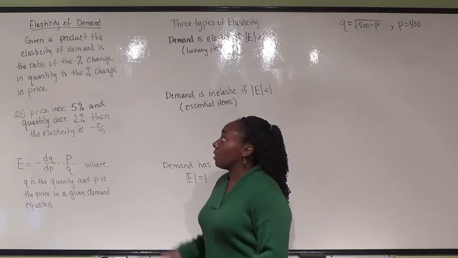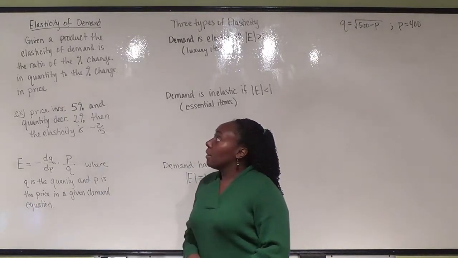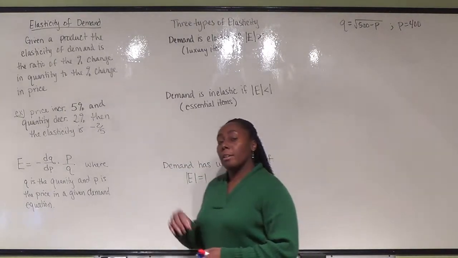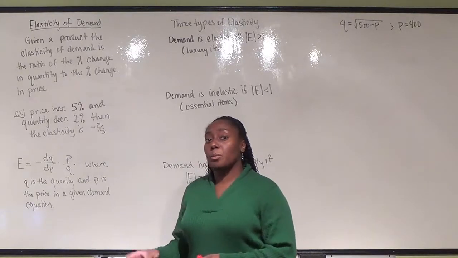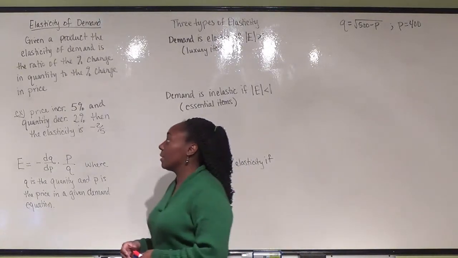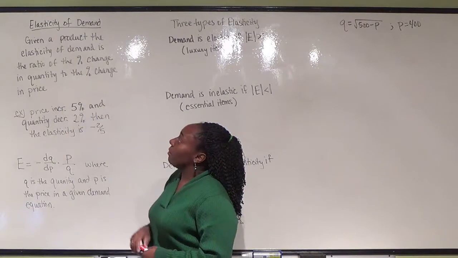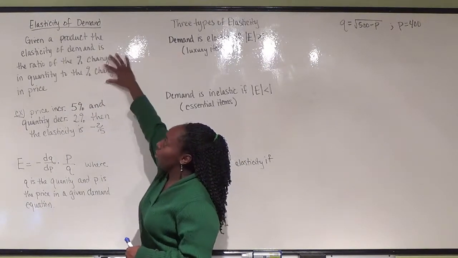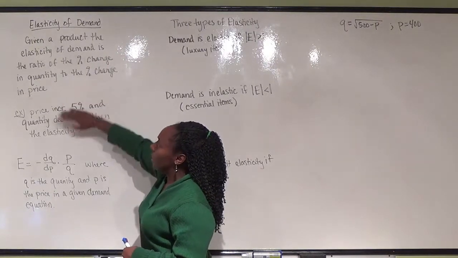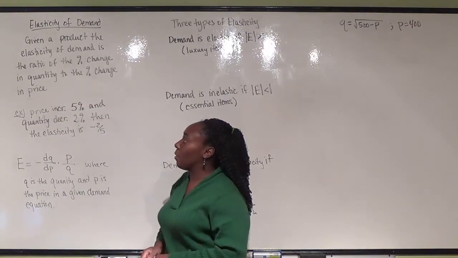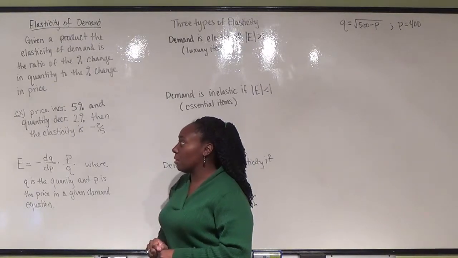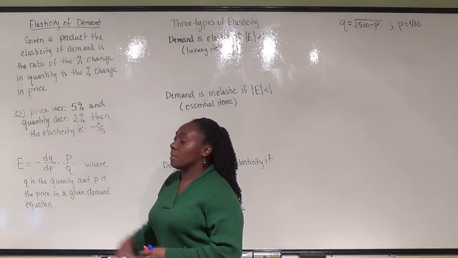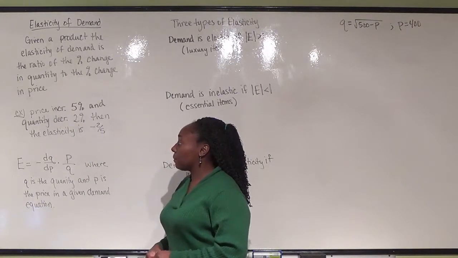In this section, we're going to talk about elasticity of demand. Elasticity of demand is basically a percentage change in quantity with a percentage change in price. Given a product, the elasticity of demand is the ratio of the percent change in quantity to the percent change in price. So for example, if I have a price increase of about 5% and a quantity decrease of about 2%, then the elasticity is negative 2/5.